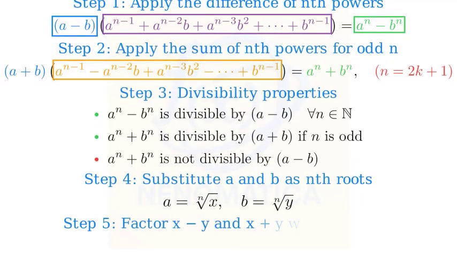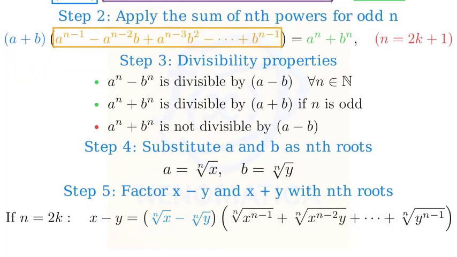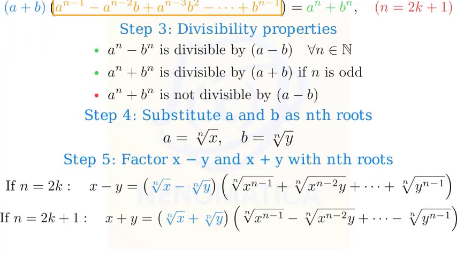Step 5. Express x minus y and x plus y using nth roots and the sum of powers factors. For n even, x minus y equals (nth root of x minus nth root of y) times the sum of n minus 1 terms built from x and y. For n odd, x plus y equals (nth root of x plus nth root of y) times the alternating sum with n minus 1 terms.